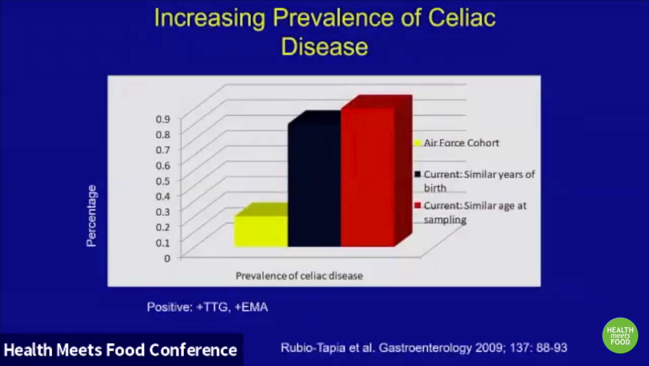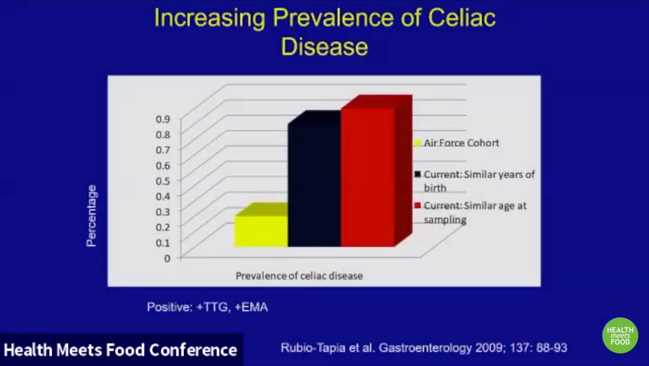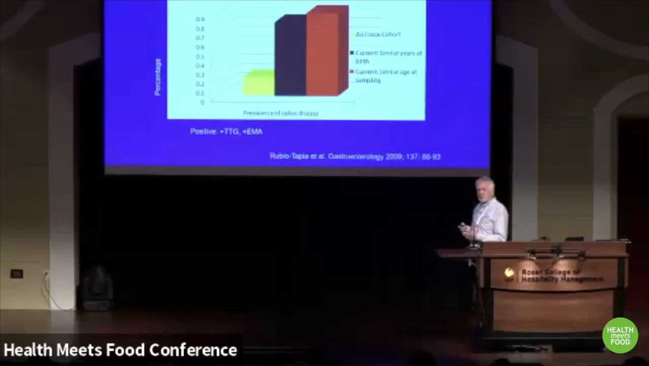Now, how common is celiac disease and what's been happening? So this is a study done by Joe Murray from the Mayo Clinic, in which he measured these antibodies, the tissue transglutaminase and endomysial antibody. So if someone has TTG and EMA, they more than likely have celiac disease. That intestinal biopsy is going to be positive, and that has been used as a substitute for diagnosis.